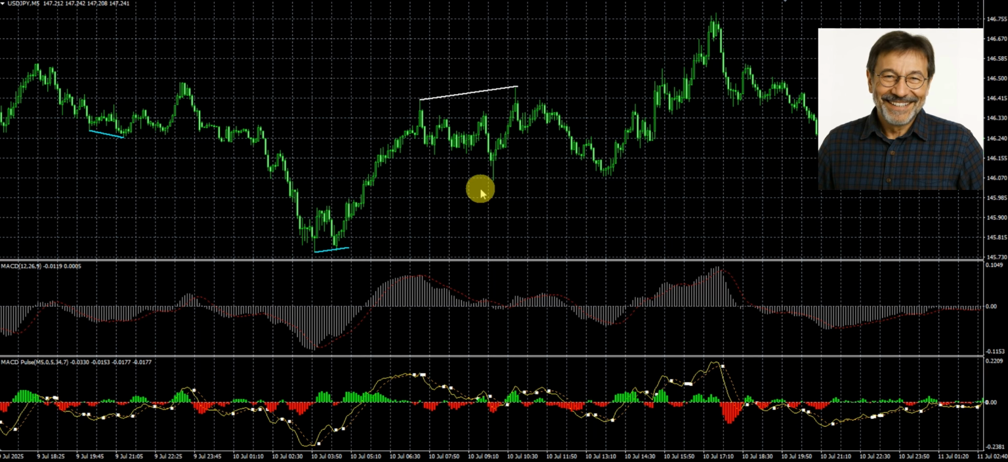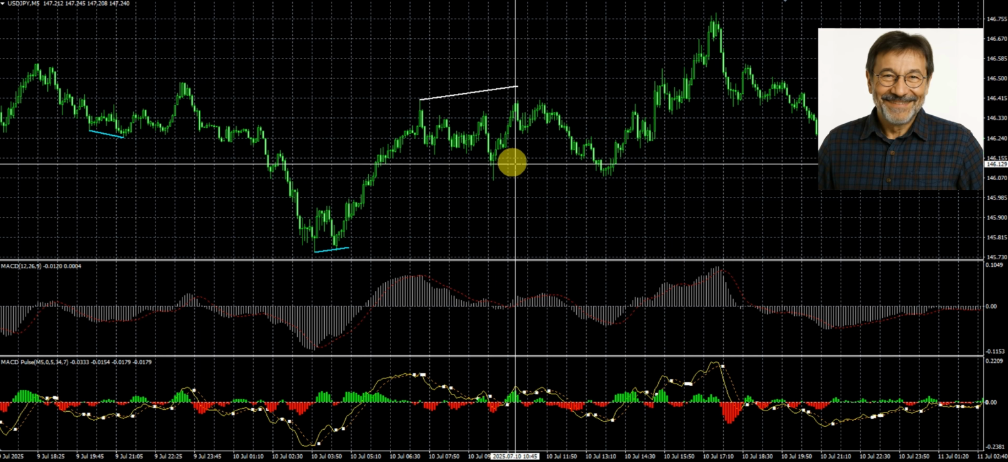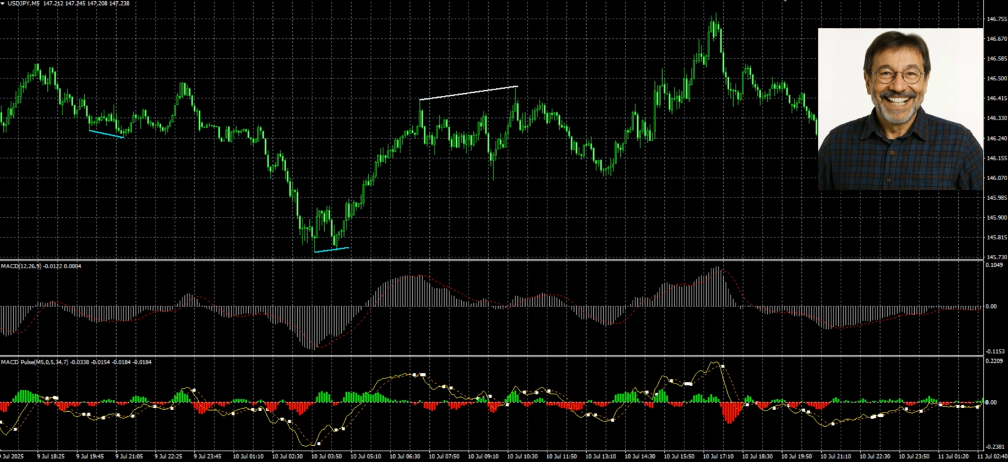What is divergence? In plain language, imagine you're driving and see a rock on the road ahead. But in your rearview mirror, everything looks smooth. Something's off, right? That's divergence, when price on the chart goes one way, but the indicator tells a different story. In other words, the chart says, we're going up, but the indicator quietly says, we're running out of steam.